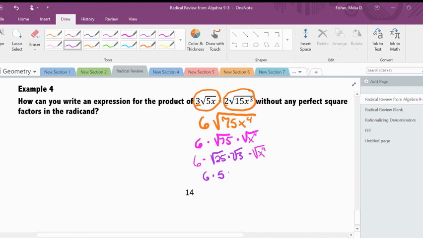I cannot simplify any further the square root of 3, but I can simplify the square root of x to the 4th and get x squared. So putting that all together, 6 times 5 is 30, and x squared goes on the outside, and then we have the square root of 3 left over on the inside.